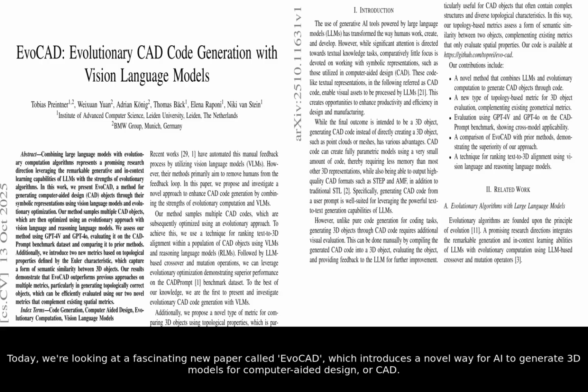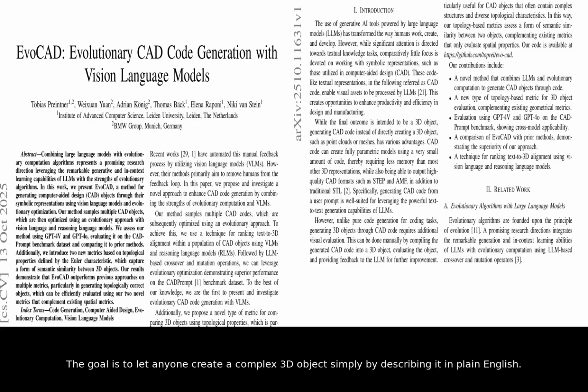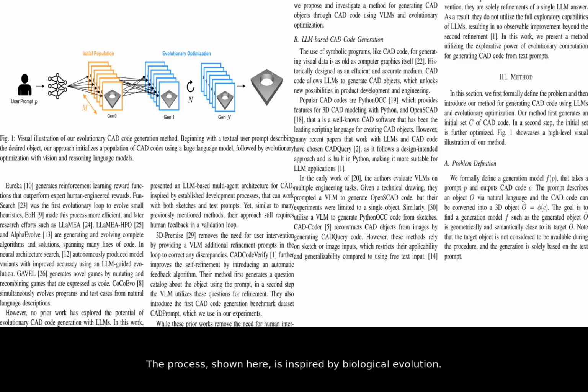Today, we're looking at a fascinating new paper called EvoCAD, which introduces a novel way for AI to generate 3D models for computer-aided design, or CAD. The goal is to let anyone create a complex 3D object simply by describing it in plain English. The process shown here is inspired by biological evolution.